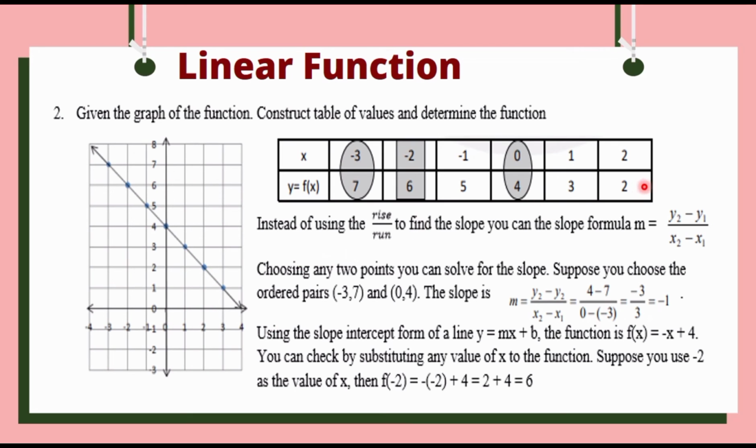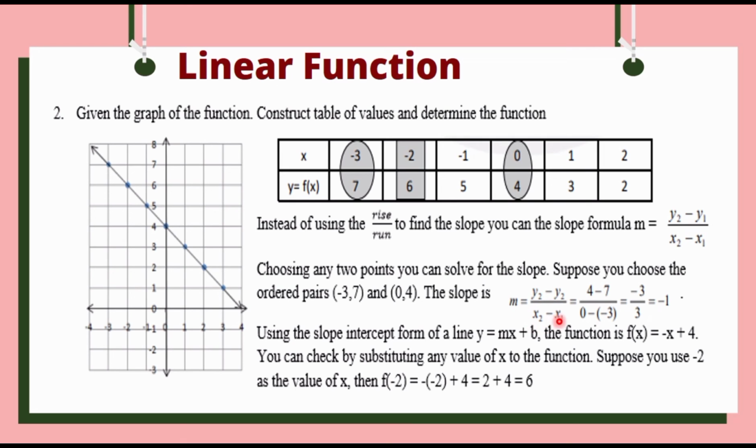Now, instead of using the rise over run, to find the slope, you can use the slope formula, which is y sub 2 minus y sub 1 over x sub 2 minus x sub 1. So, ito din yung ating previous topic regarding slope. So, using negative 3 and 7, ito yon, and 0 and 4, the slope is equal to y sub 2 minus y sub 1 over x sub 2 minus x sub 1.